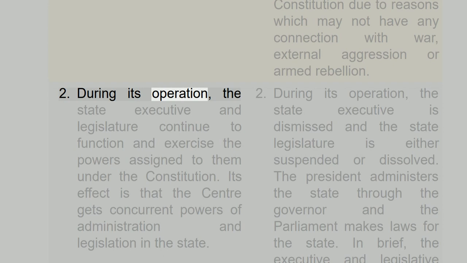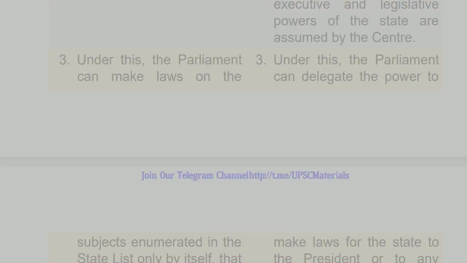2. During its operation, the state executive and legislature continue to function and exercise the powers assigned to them under the Constitution. Its effect is that the center gets concurrent powers of administration and legislation in the state. 2. During its operation, the state executive is dismissed and the state legislature is either suspended or dissolved. The president administers the state through the governor and the parliament makes laws for the state. In brief, the executive and legislative powers of the state are assumed by the center.